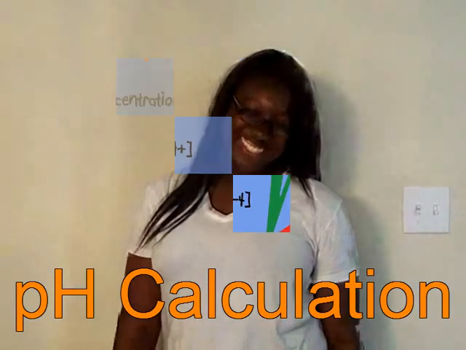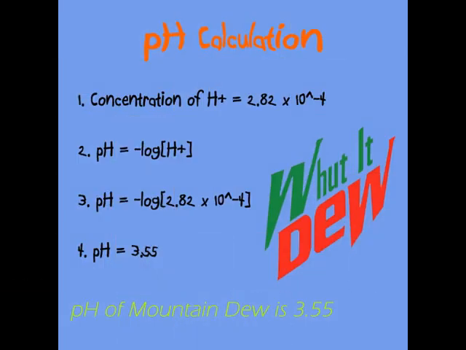pH calculation. For Mountain Dew, the H plus concentration is 2.82 times 10 to the negative fourth. To get the pH, you have to take the negative log of the H plus concentration. So the pH equals negative log of 2.82 times 10 to the negative fourth, which ends up equaling a pH of 3.55 if you include sig figs.